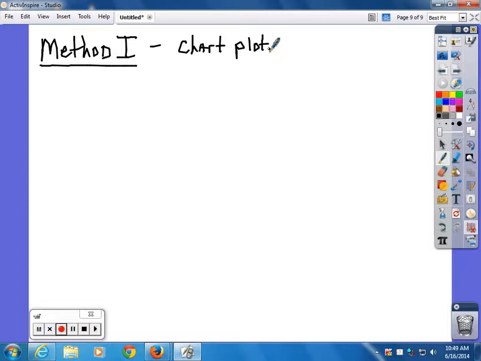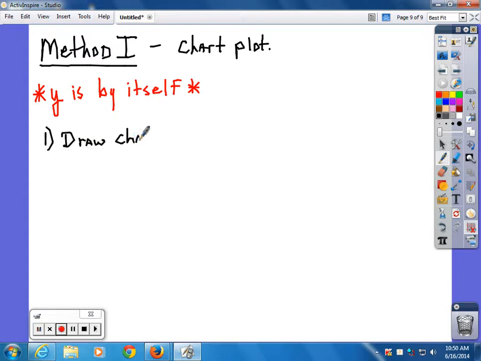Now I will put in red that you use this method when y is by itself. And this method is usually the method that everybody knows because they had it in at least pre-algebra. First thing you do is make sure y is by itself. The second thing you do is you draw a chart. Put the X there and a Y there.